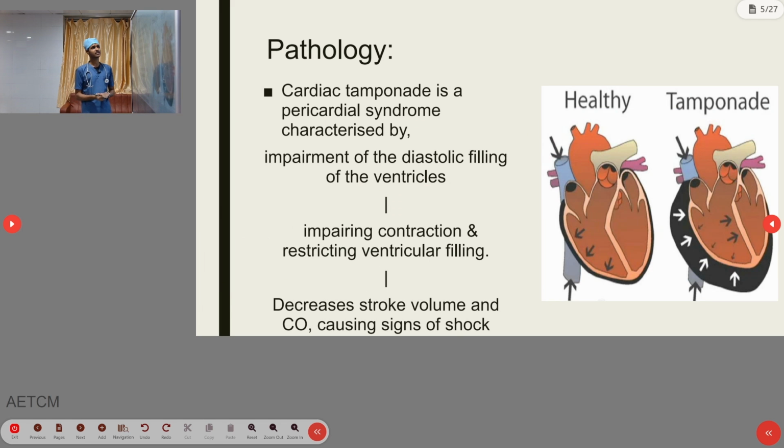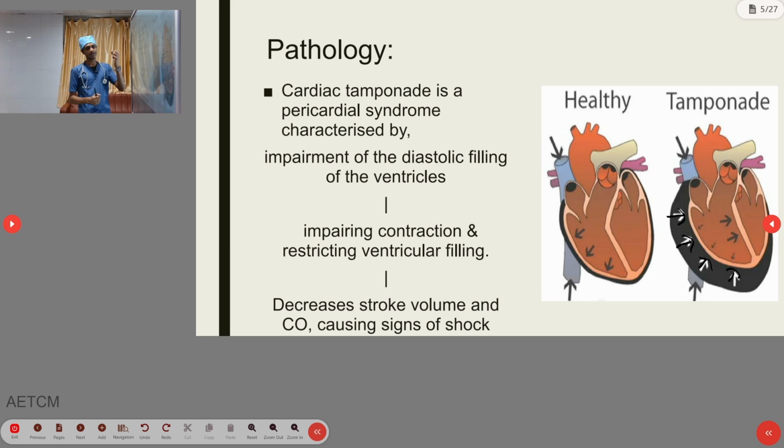What is the pathophysiology behind cardiac tamponade? Externally, in the pericardial area there will be a collection of fluid that prevents relaxation of the heart. Here we can see the normal portion, where the heart can easily contract and relax. But here there is an accumulation of fluid in the pericardial area, so it will prevent the relaxation of the heart. In other words, it prevents diastolic filling of the heart.